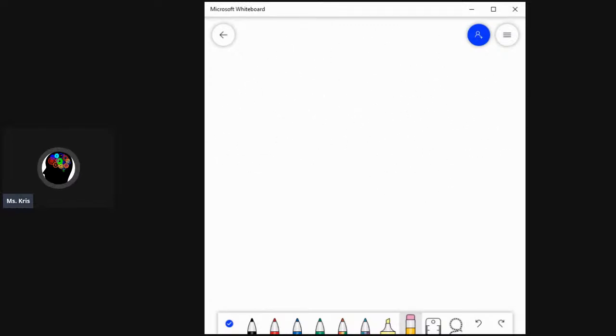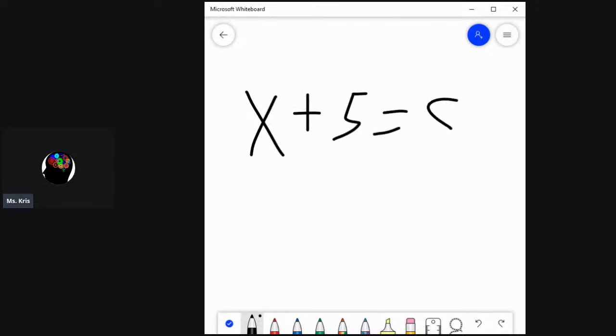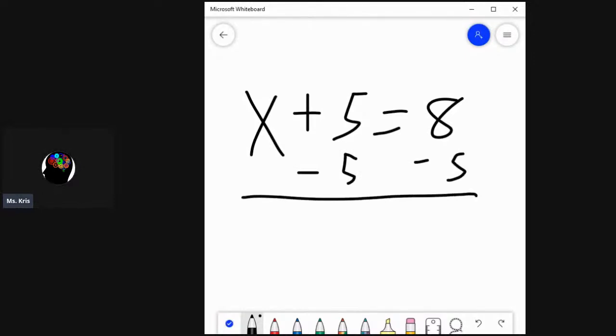Let's rewrite this again, this time maybe a little neater. Okay, so now x plus 5 equals 8. In order to solve this equation, which means we have to get x by itself, the one step would be, of course, since we are adding 5 to x, we must subtract 5 on both sides of the equal sign in order to get x by itself.